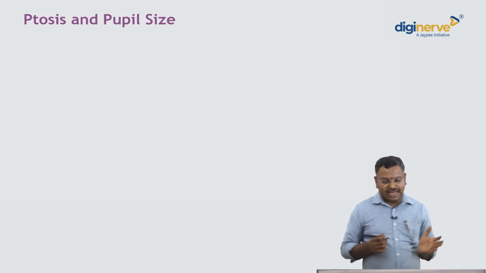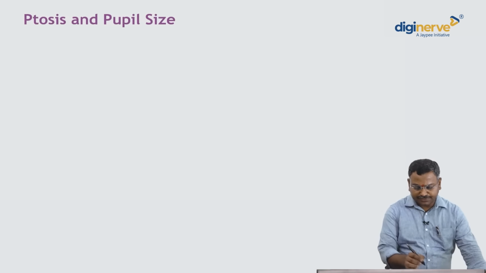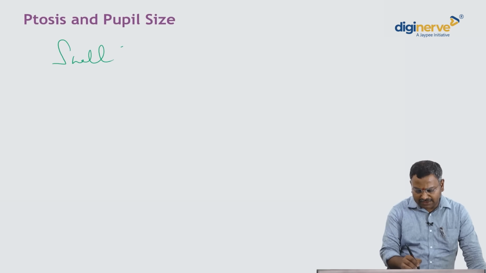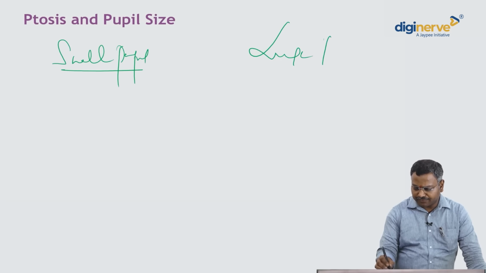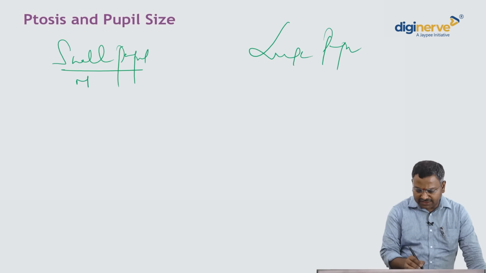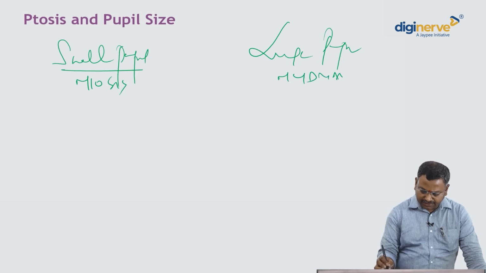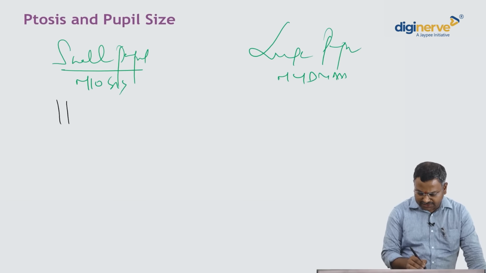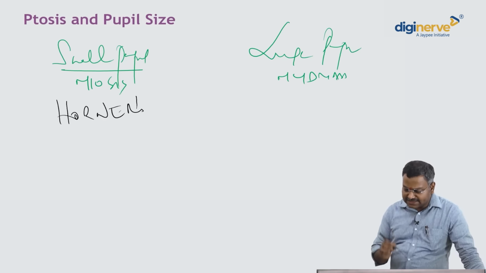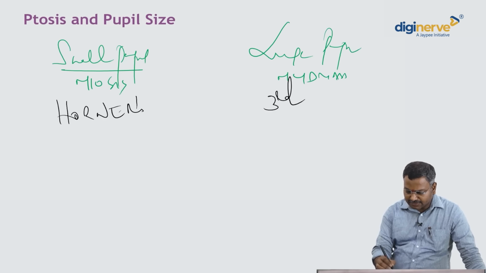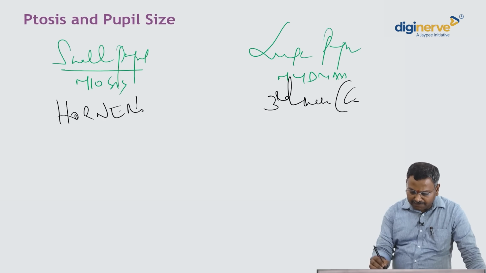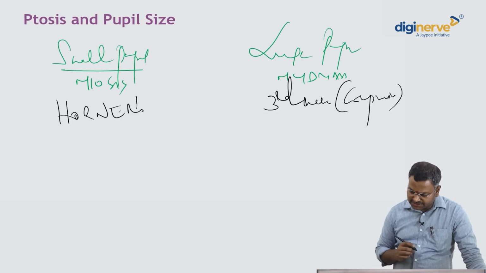So if you look at the ptosis and the pupil size, in combination, you could have the small pupil, that is the miosis, or you could have the large pupil. So ptosis with miosis, ptosis with mydriasis. If you have ptosis with miosis, your diagnosis is very clear, it is Horner syndrome. Whereas ptosis with mydriasis is a third nerve palsy, especially compressive lesions of the third nerve produce this.